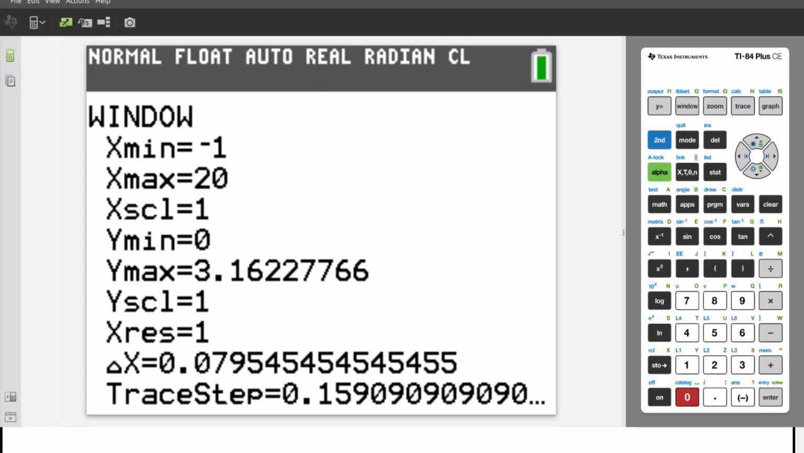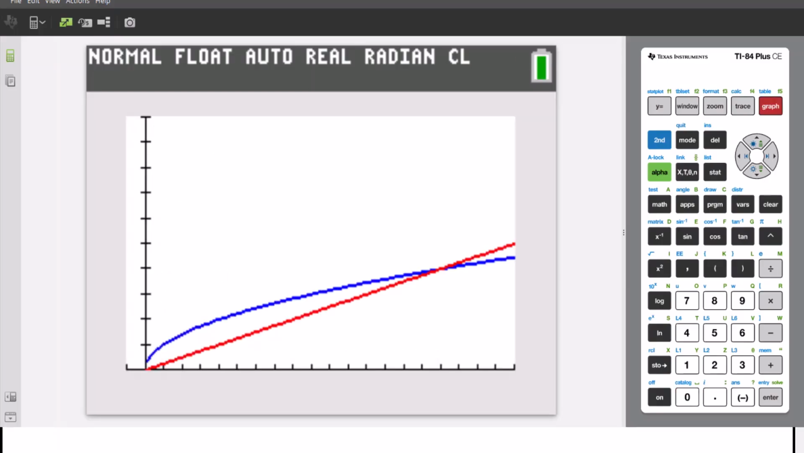So again, I'll be putting it at 0. And for the y maximum, again, it requires a little bit of guess and check. So for now, let's just put 10 and see what happens. When you're ready, click on graph, and we should be able to see the full graph.